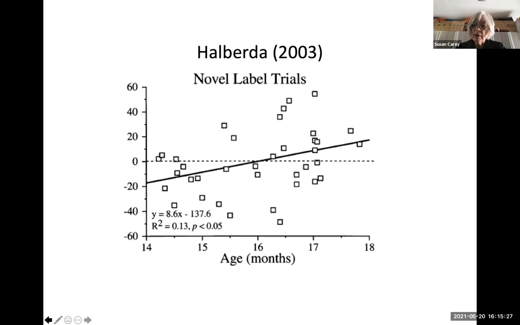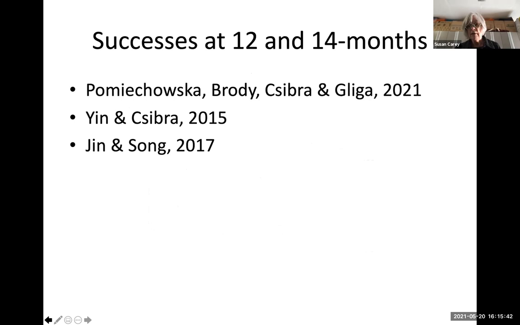Halberda did not find it in children less than 17 months, and neither did a big study by Michael Frank and a colleague. But there are now three reports of success much younger, at 12 and 14 months, showing robust success at referent disambiguation in this kind of paradigm.